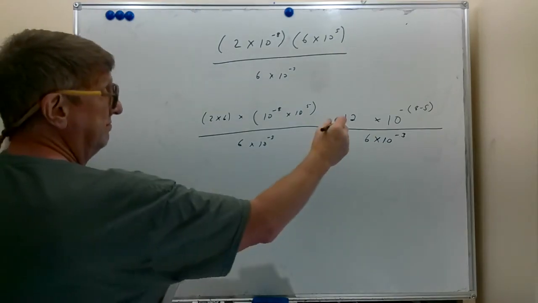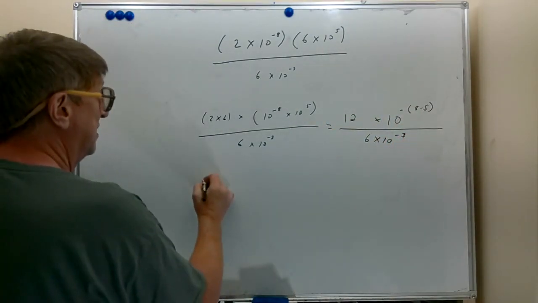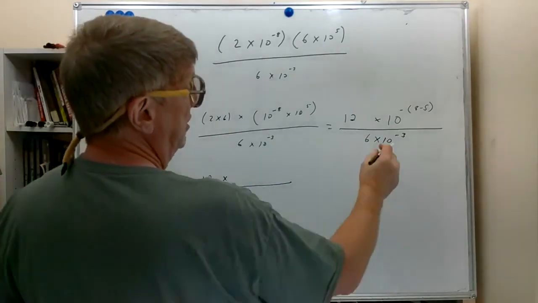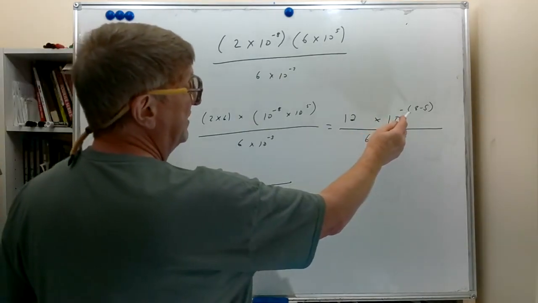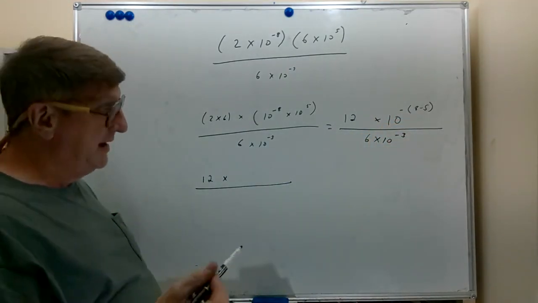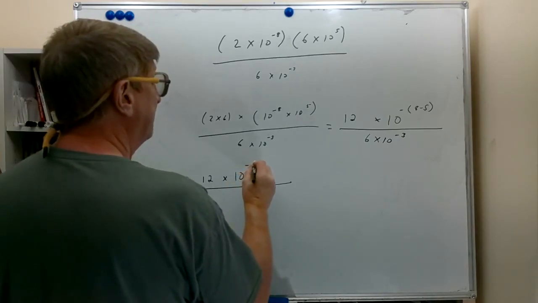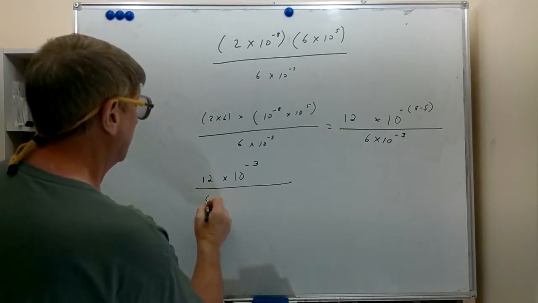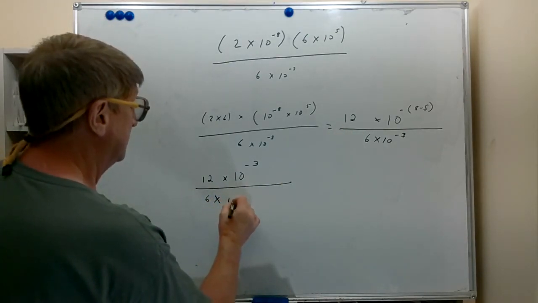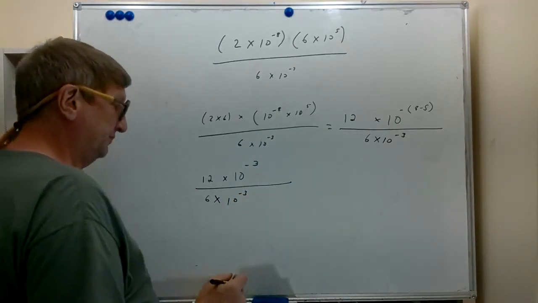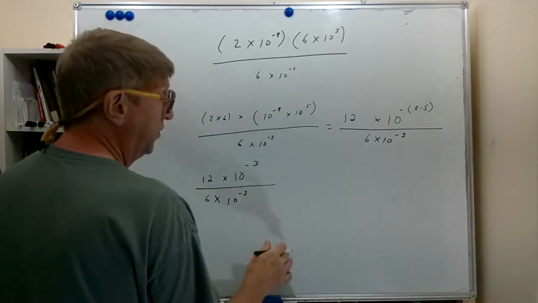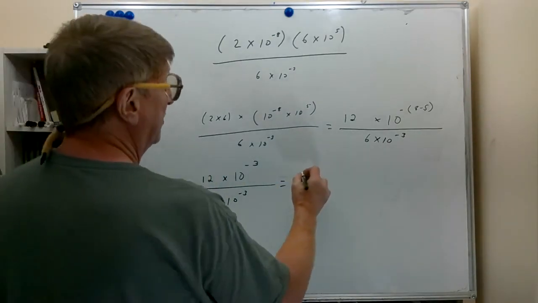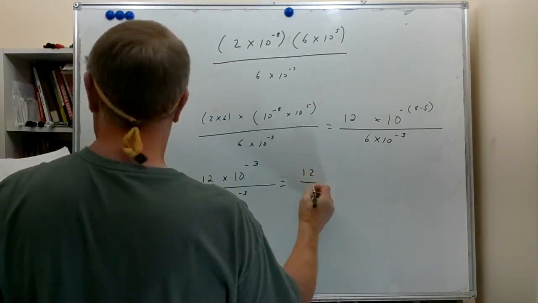Now let's come down here, 12. Put a fraction bar here. So how are we going to handle this? 10 to the negative 8 minus 5. 8 minus 5 is 3, so that becomes 10 to the negative 3. We still haven't done anything with this, 6 times 10 to the negative 3. We're going to move over here to the right and separate these so the numerical parts are separate, like we've been doing.